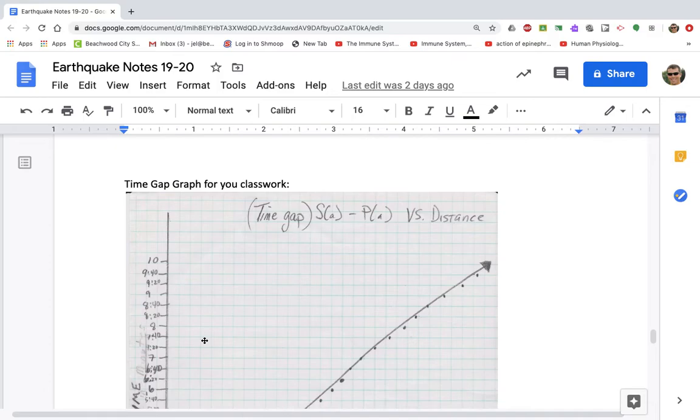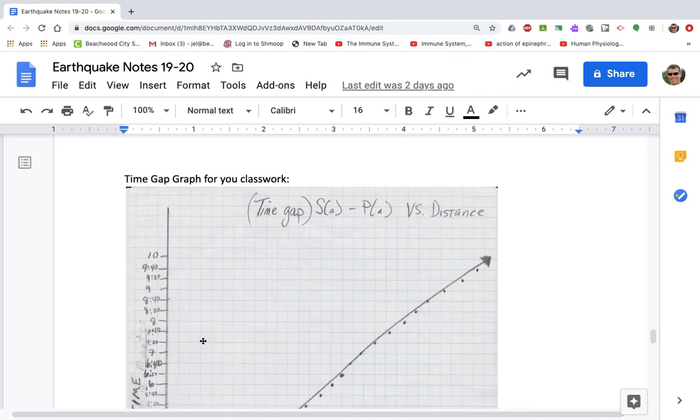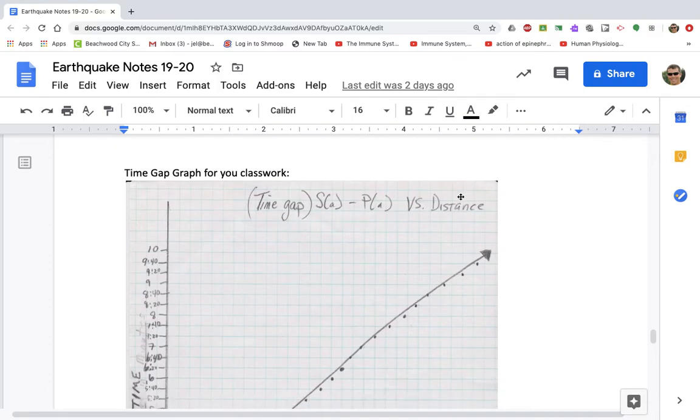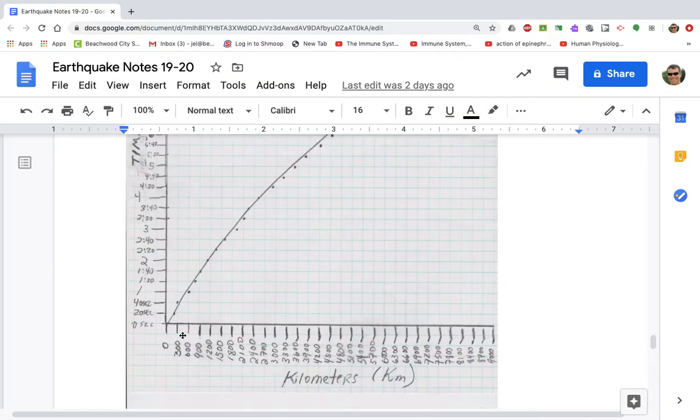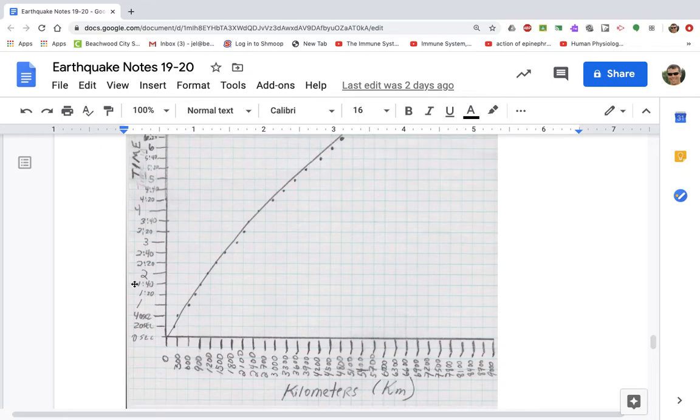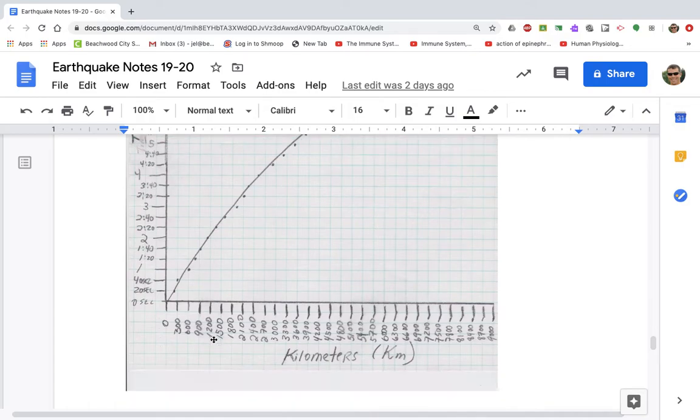And this is a nicer time gap graph for your classwork. So you'll see it's time gap versus distance. So the time gap is on the y, and the distance is on the x. So once again, you just find about 2 minutes and 50 seconds here, and then you go out to hit the line, and then you drop it straight down. And that's what you're going to do. And we're just going to do as best as we possibly can here, because I know that you don't have to print this stuff out, all right?